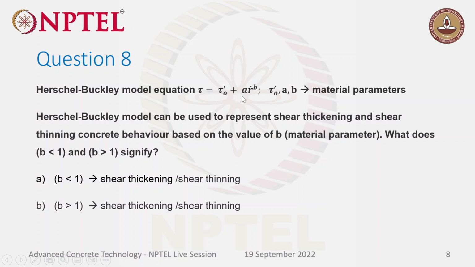In the Bingham model, we have the plastic viscosity, that's it. But here we have some material parameters as well. The Herschel-Bulkley model can be used to represent shear thickening and shear thinning concrete behavior based on the value of B. This particular value B is a material parameter. What does B less than 1 and B greater than 1 signify? I have launched this as two questions, 8A and 8B.